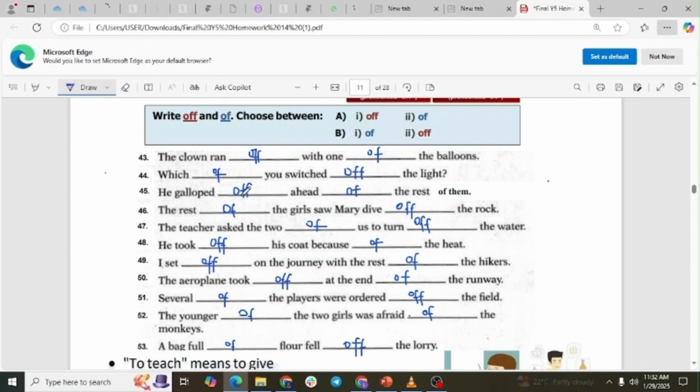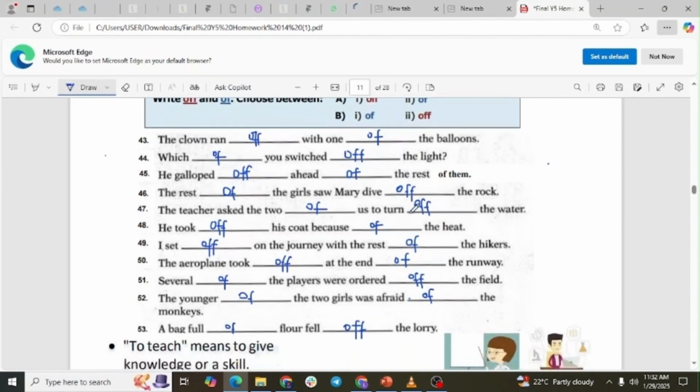Question 46. Sentence. The rest blank the girls saw Mary dive blank the rock. Correct answer B. Of, off. Explanation. Of indicates association, the rest of the girls, and off describes the action of diving from the rock.